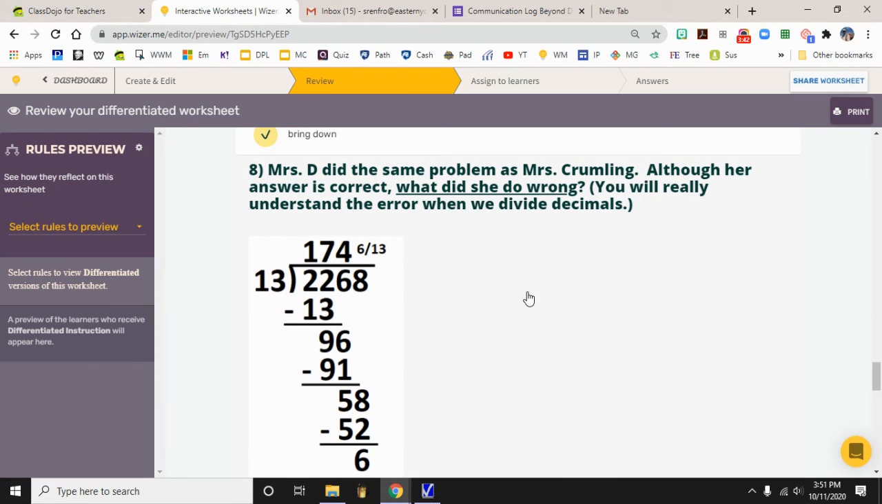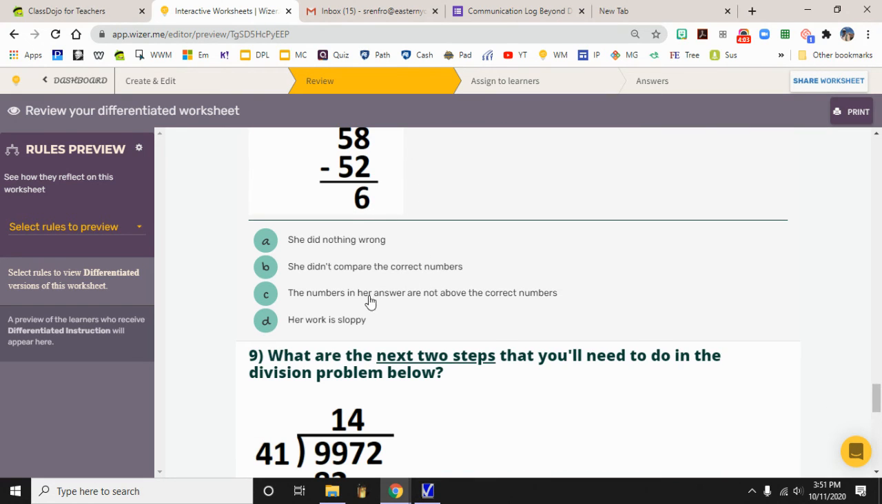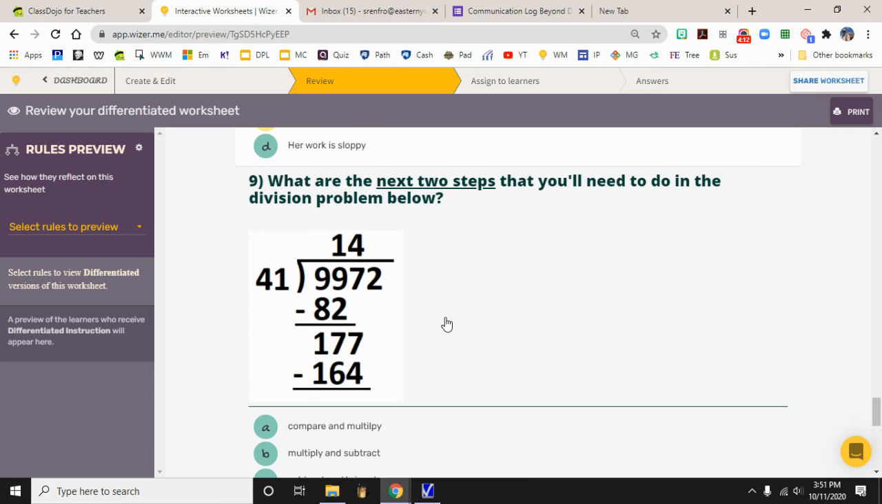Mrs. D did the same problem as Mrs. Crumley. Although her answer is correct, what did she do wrong? Again, you'll really understand why this is wrong when we divide decimals. Again, this is the right answer, but all these numbers should be shifted over to the right. The 1 should be here, the 7 should be here, and the 4 should be here. So what did she do? The numbers in her answer are not above the correct numbers.